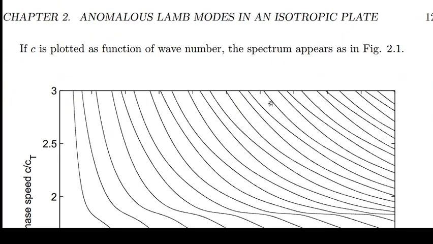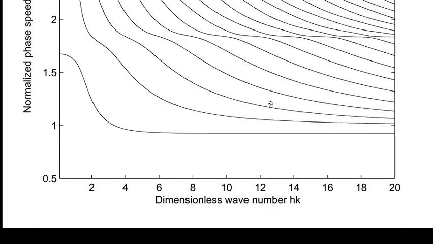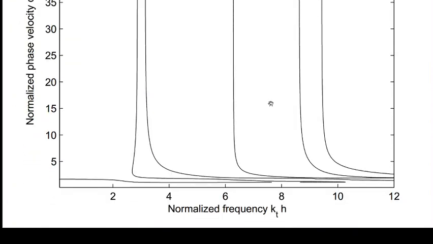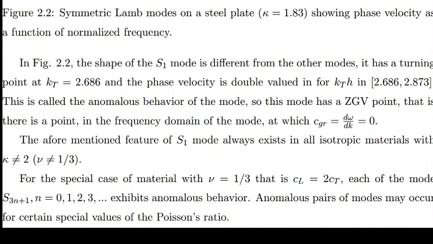Here I have written for 2.3 group velocity. The mode which is anomalous has a zero group velocity point, as I have shown you in 2.3, that there is a point in the frequency domain of the mode at which the group velocity, d omega by dk, is zero.